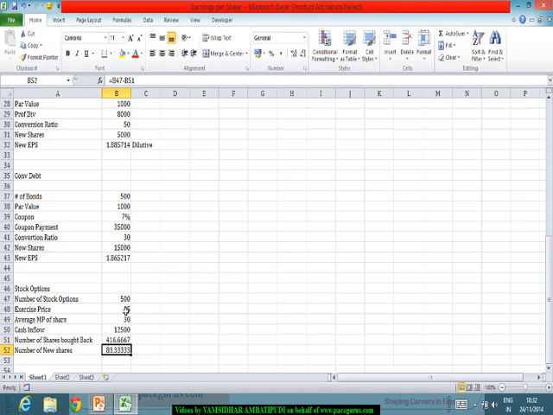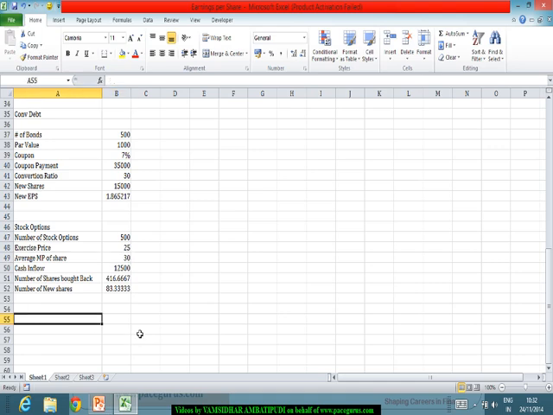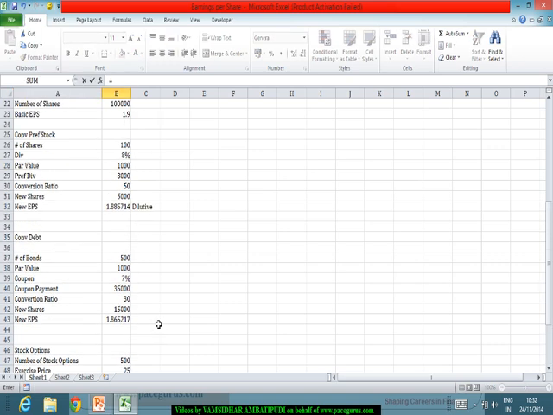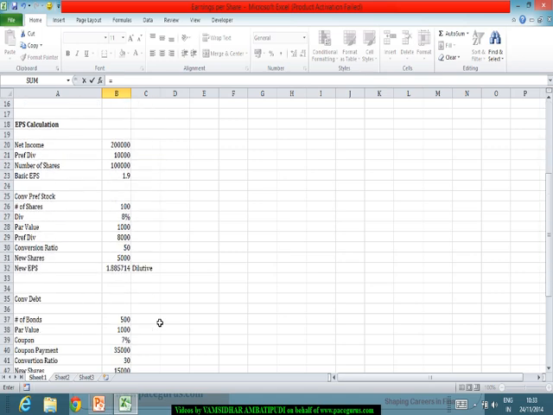But wherever I find this price more than this price, then it becomes an anti-dilutive kind of security. In that case, I'll not include it in the computation of diluted EPS. Now that I know that these are the three things that are there, I can start right from here to compute the diluted EPS.